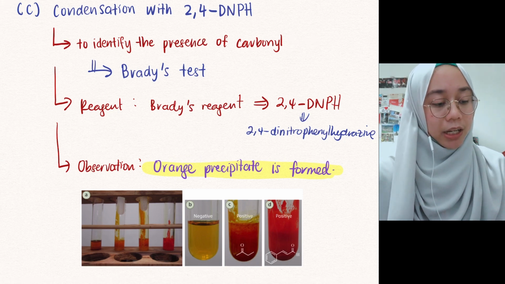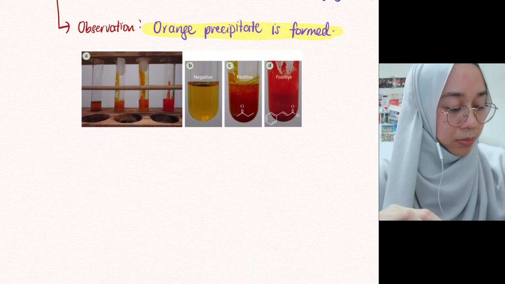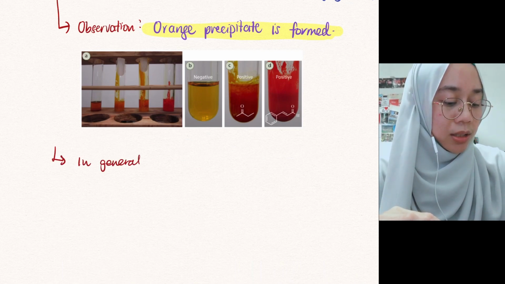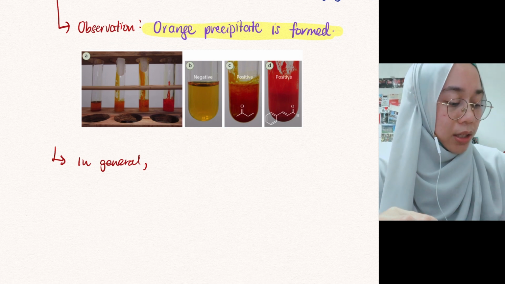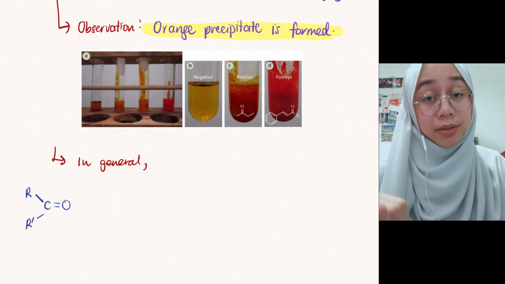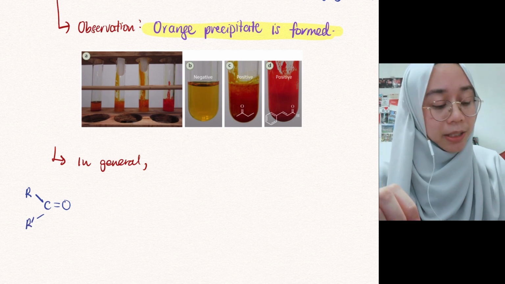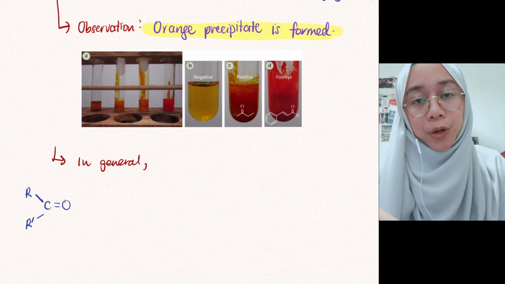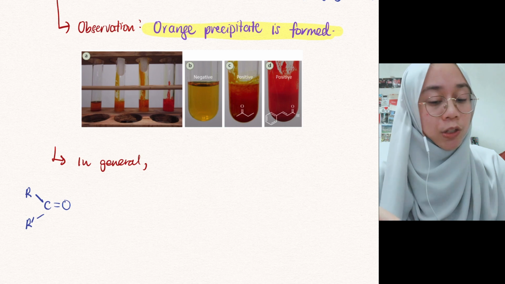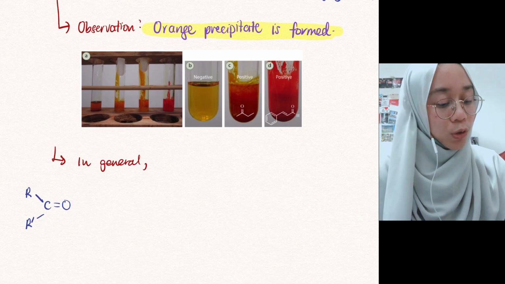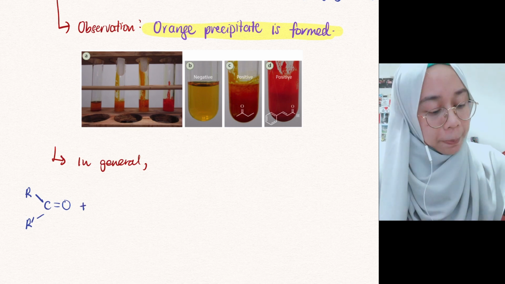Jadi now kita nak tengok equation dia lah. In general, kita akan ada kita punya carbonyl compound. Miss lukis carbonyl compound macam ni lah. There's a reason kenapa Miss nak tunjuk dia dalam structure macam ni. R dekat sini can be alkyl group, can be aryl group ataupun hydrogen. It doesn't matter. Miss tak tunjuk lagi macam mana rupa 2,4-DNPH kan. So, 2,4-DNPH ni rupa dia macam ni.